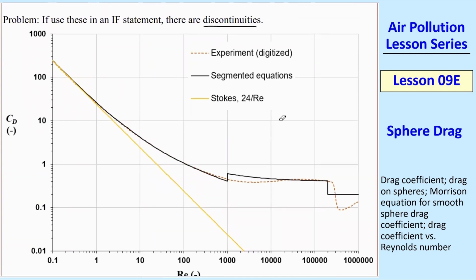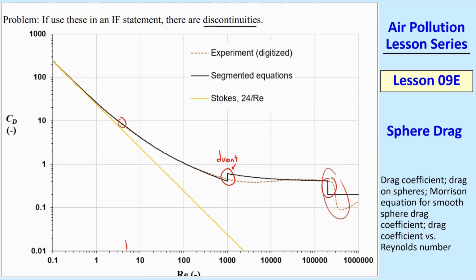Digitized experiments follow that dashed line. Stokes flow, the 24 over Reynolds number, is this orange line. What I wanted to point out was there's a discontinuity at 5 right here. You can barely see that one. That's not a very large discontinuity, but the one at 1,000 is huge. This is a discontinuity. There's another one if you stop at 2 times 10 to the 5th, and then you make it 0.2 from then on. So it follows the data fairly well, but there are these discontinuities.